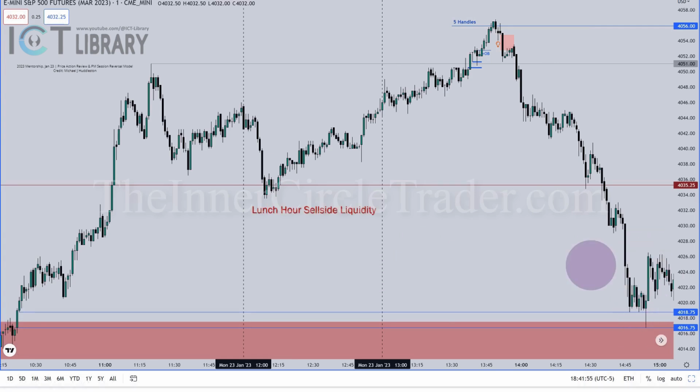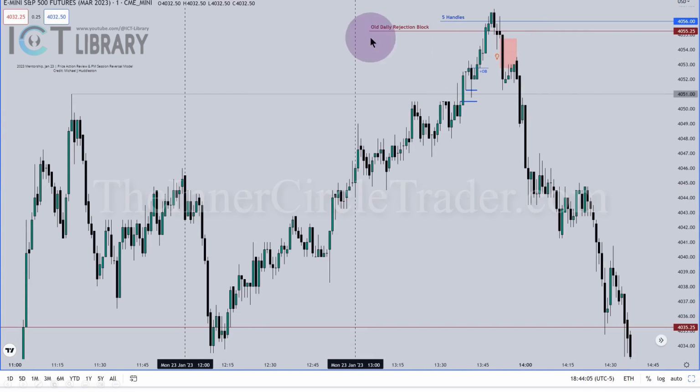So that lunch hour sell side liquidity pool was the draw after hitting the rejection block. And I took your attention right in this area here. So the old daily rejection block is that 40.55 level, and we have an old high. And I told you I would teach you a model tonight.